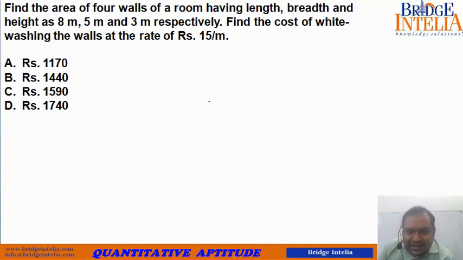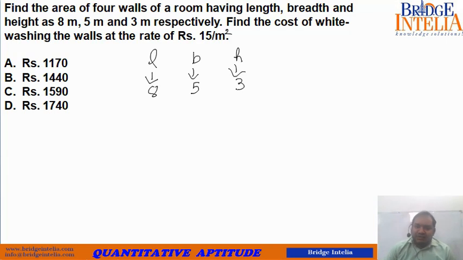Find the area of 4 walls of a room having length, breadth and height as given. Find the cost of whitewashing the walls at the rate of rupees 15 per meter. This should be meter square ideally. Find the cost of whitewashing. So length 8, breadth 5 and height 3.